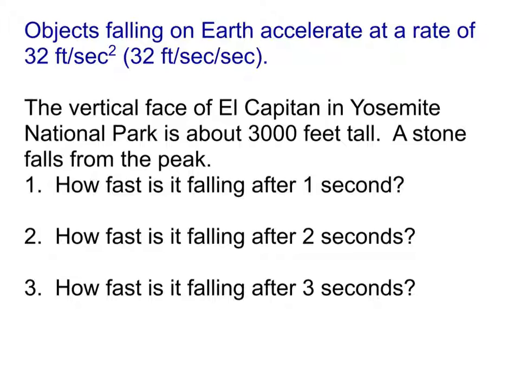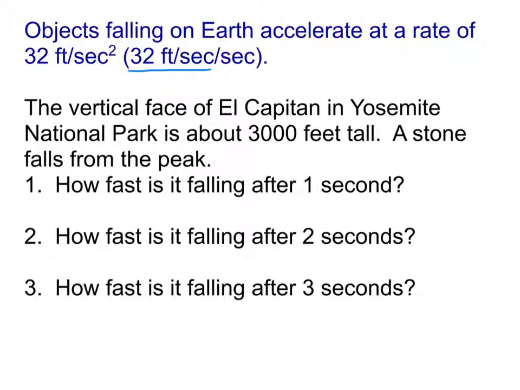Alright, so in our example here, the vertical face of El Capitan in Yosemite National Park is about 3,000 feet tall. A stone falls from the peak. And so how fast is it falling after 1 second? Well, this is where the acceleration can help us, because acceleration means that our velocity is going to be increasing. Our speed is increasing 32 feet per second. So this is the amount that it's increasing by every second.